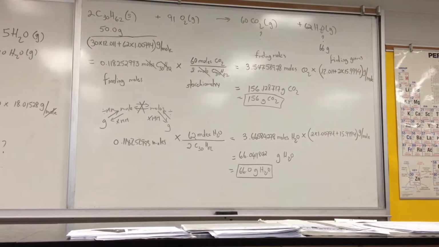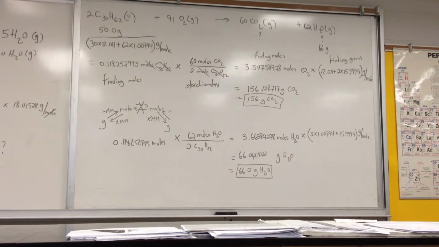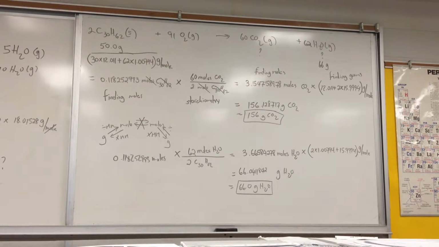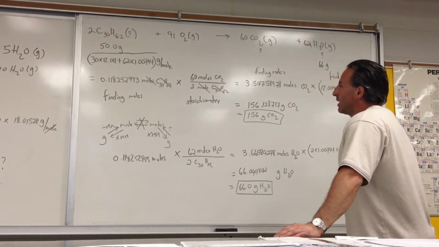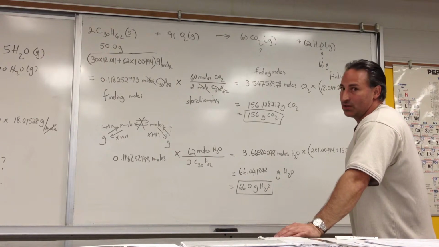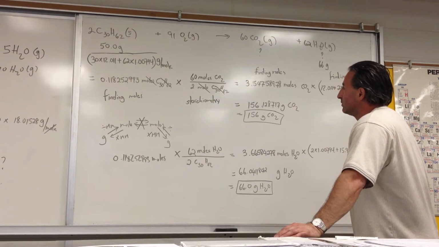On the next question, we are asked to balance the combustion reaction for trioxane. Trioxane is a substance used in candle wax, among others. It has the formula C30H62. It's a hydrocarbon. Again, we balance alphabetically.